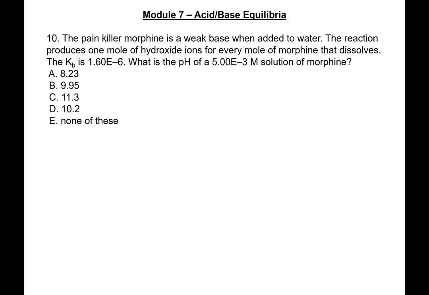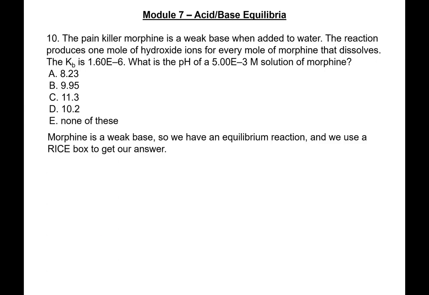The reaction produces 1 mole of hydroxide ions for every mole of morphine that dissolves, and they give us the Kb. So now they're asking what's the pH of a 0.005 molar solution of morphine. All right, so let's see if we can set this up. We don't really know the chemical formula for morphine, but that's okay. It's an equilibrium reaction because it's a weak base.